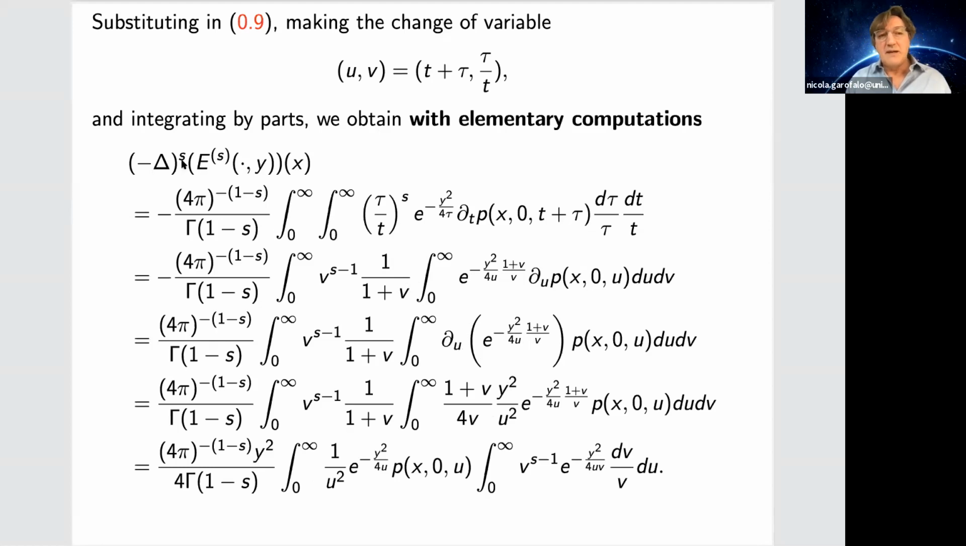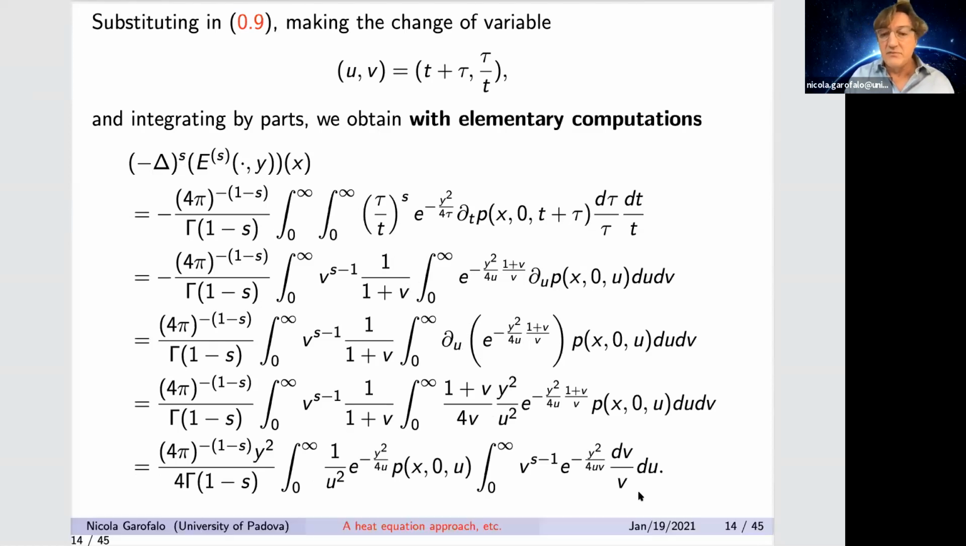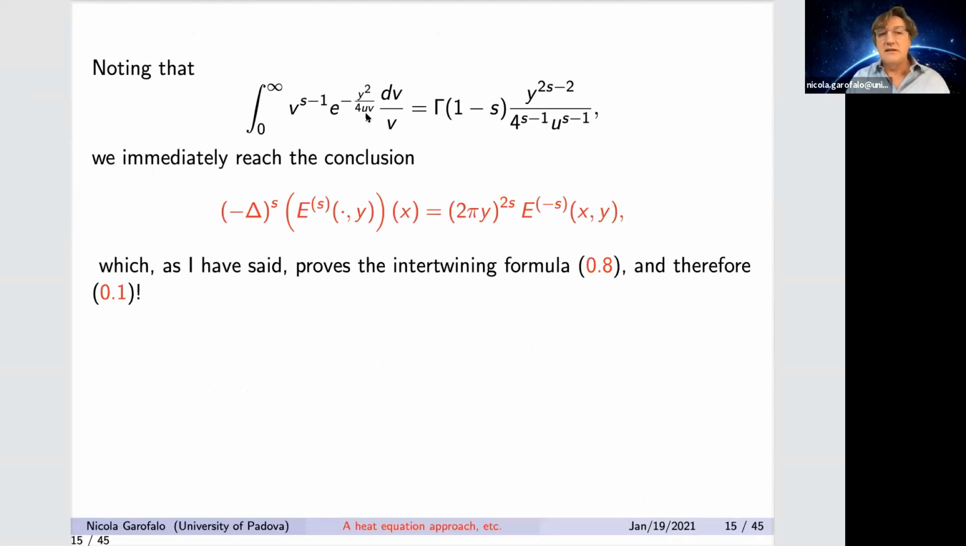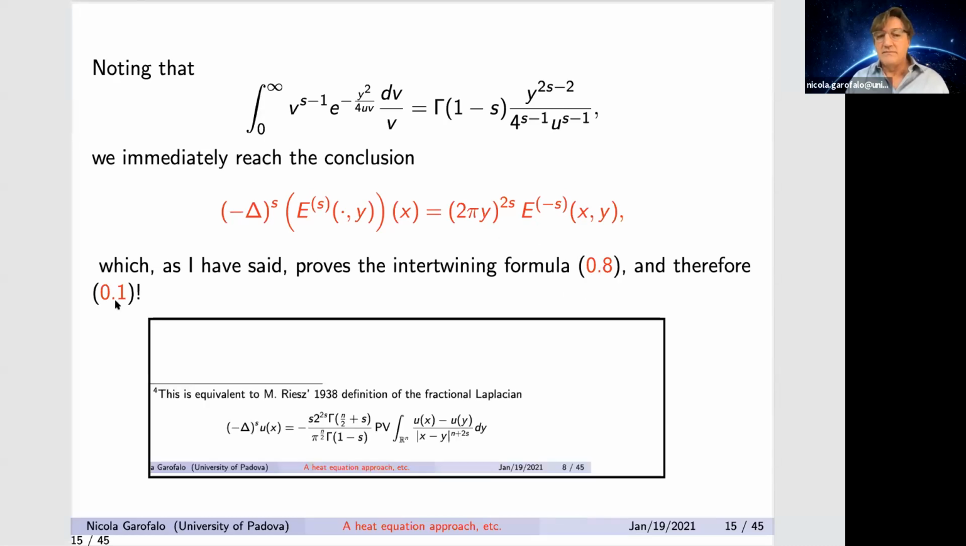So minus Laplacian to the s of E^s is given by this expression here. But this expression is very simply computed by noting that this integral is equal to this. We substitute this information in the previous formula, and we immediately reach this conclusion, which proves formula 0.1.